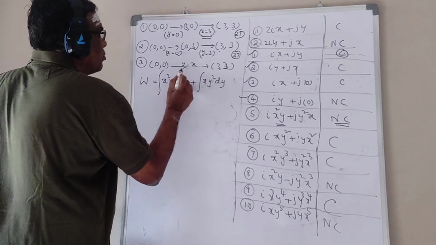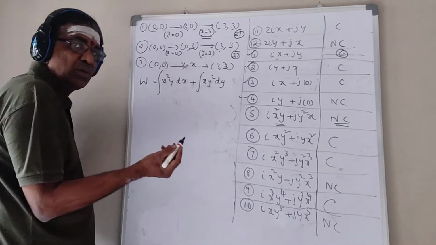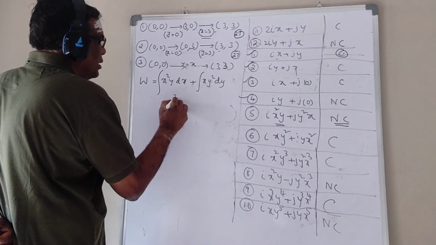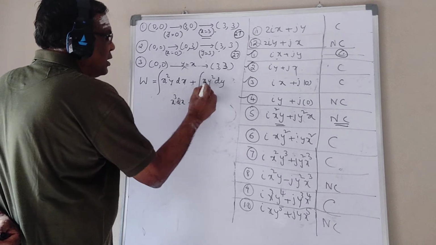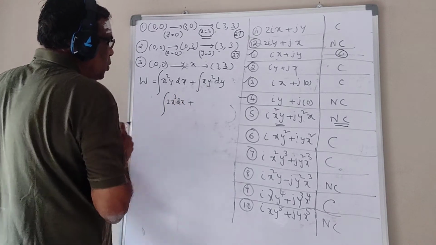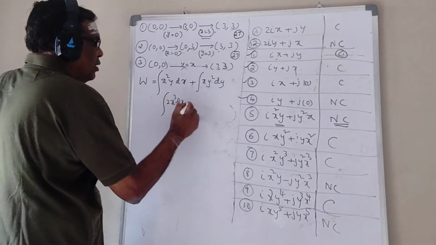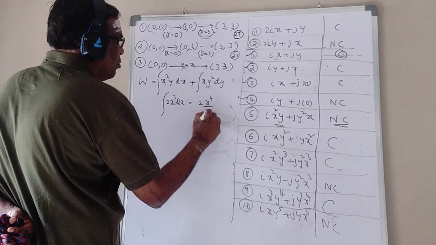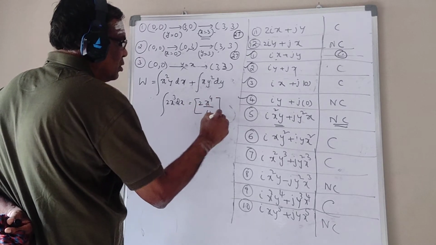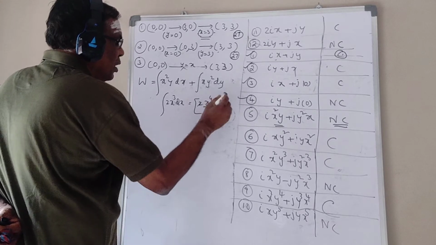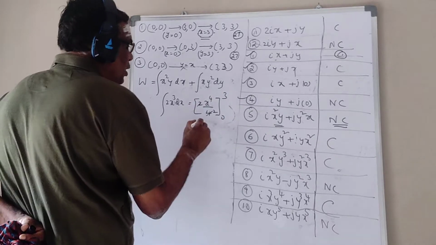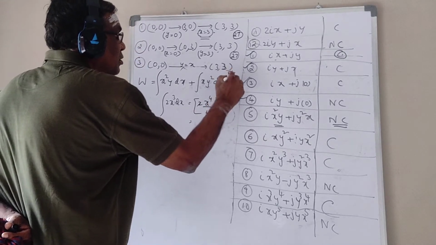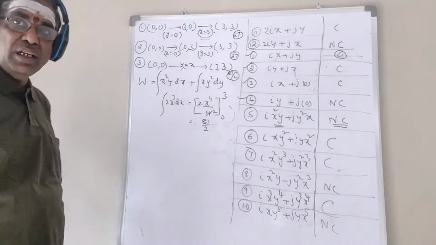Now go to the third one. Y is equal to x and dy is equal to dx. Any one you convert. So we get x cubed dx plus x cubed dx, so 2x cubed dx, everything converted. What are you going to get? 2x raised to 4 by 4, from 0 to 3. So what do you get? 27 into 3, 81 by 2. This is 40.5 units.